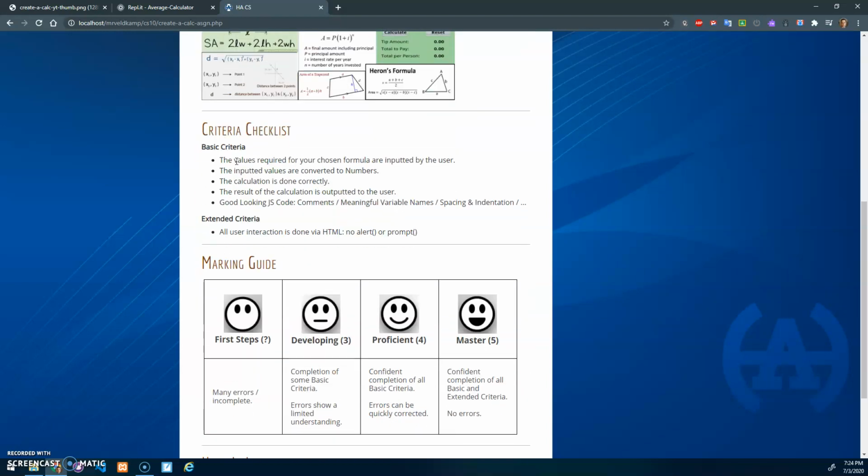Basic criteria, right? Get stuff from the user. Make sure it's converted to numbers, right? Remember, do that plus sign in front of the value to convert it into a number instead of a string. The calculation should be done correctly, right? Make sure that it actually does the right calculation. And you output the result to the user.